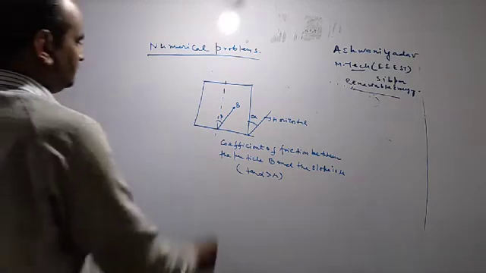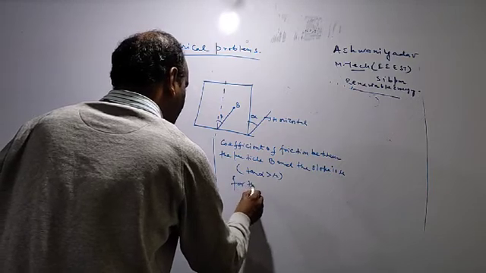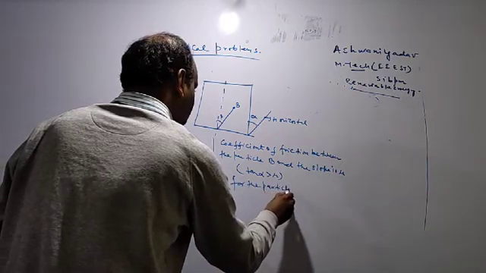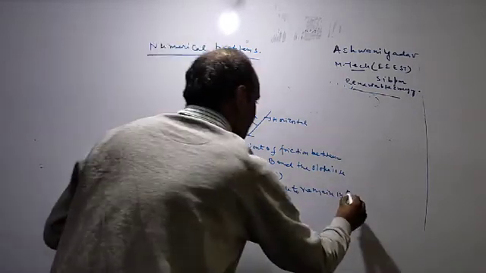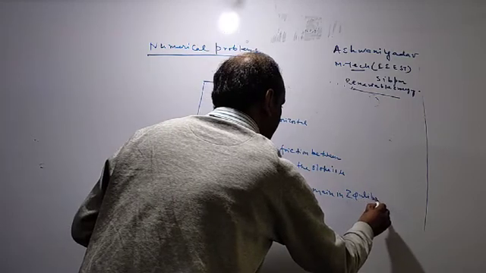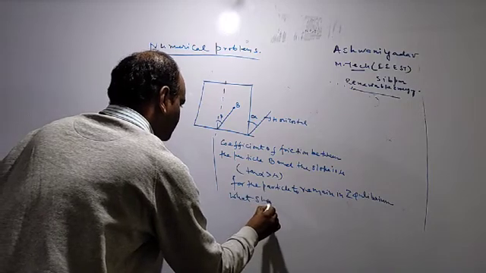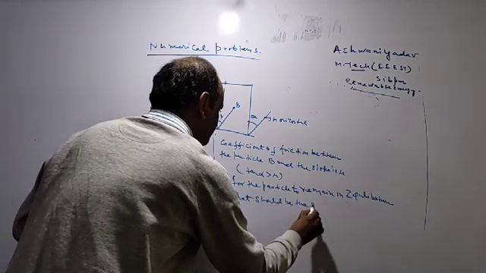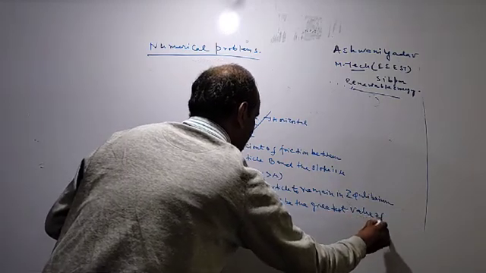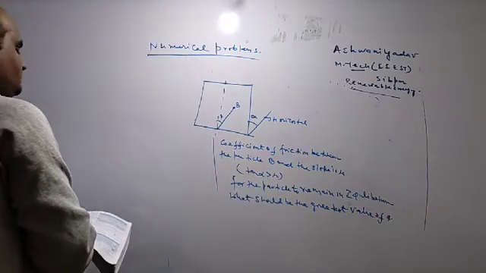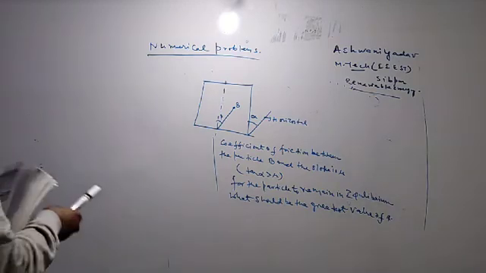Okay, so for the particle to remain in equilibrium, what should be the greatest value of beta? Greatest value of beta. You just need to find the greatest value of beta so that the particle at B can be at rest.